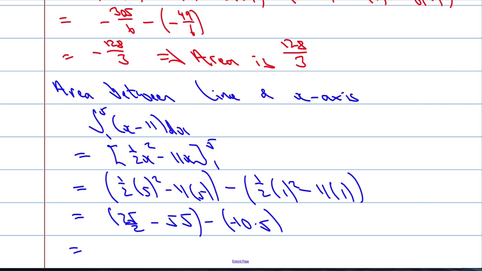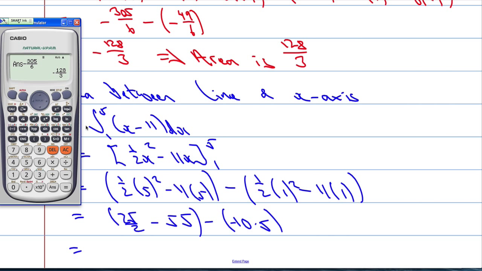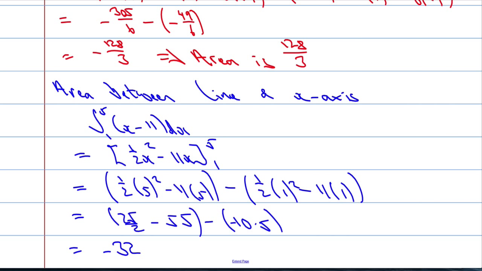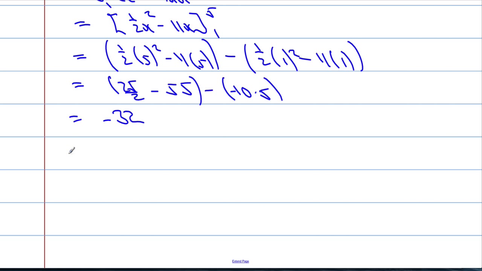So let's get the calculator to do this again, save us the hassle. 25 over 2 minus 55 equals that, and I need to take away negative 10.5, which is minus 32. Which implies that the area is 32.